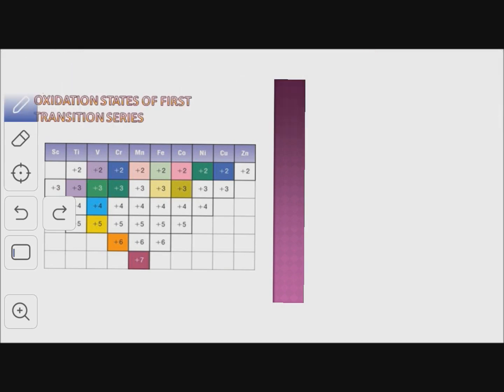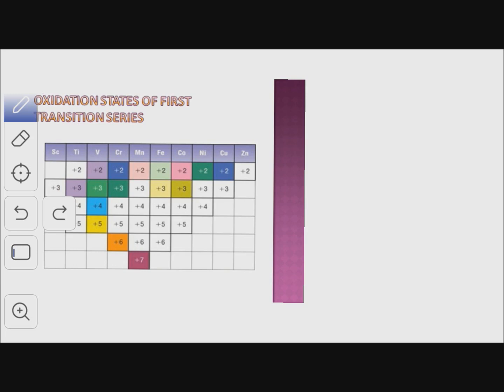it is due to the presence of ns and (n-1)d electrons. Electrons from both the energy levels are used for bond formation. This is because of the very little difference in the energy levels of these orbitals.